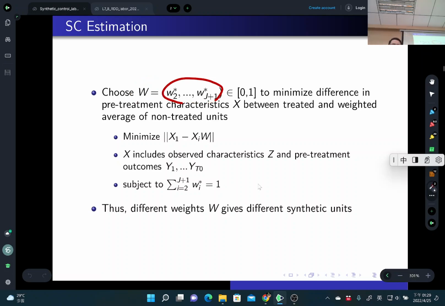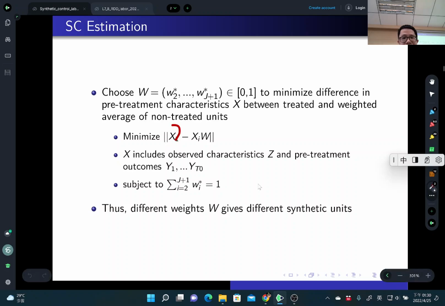So the problem for synthetic control is we need to find weights to assign to every non-treated unit. How can we choose the weights? We try to minimize the difference between the treated unit one and the weighted average of the control group, the other non-treated units. This is a distance function. There are many functions you can define, for example, taking the square of the difference or using the absolute value. But the goal is to minimize their distance, their difference.